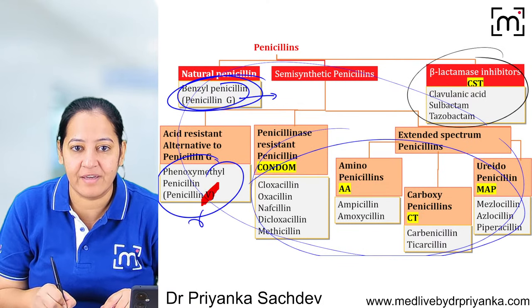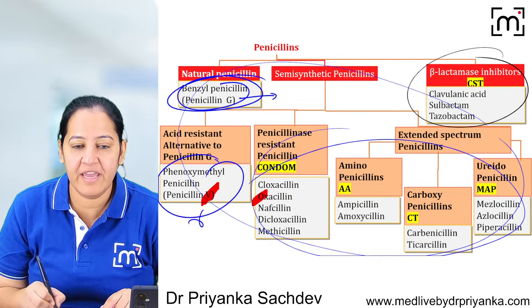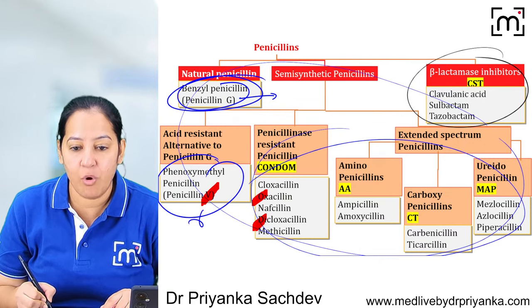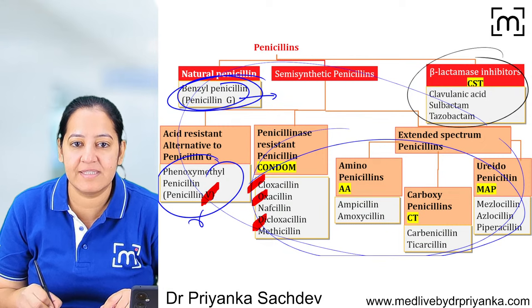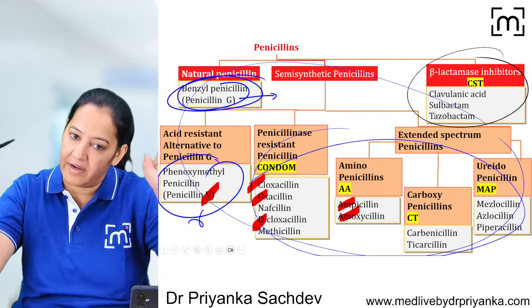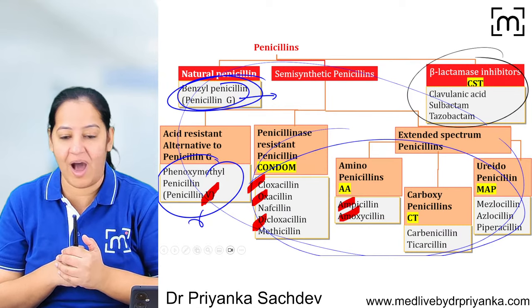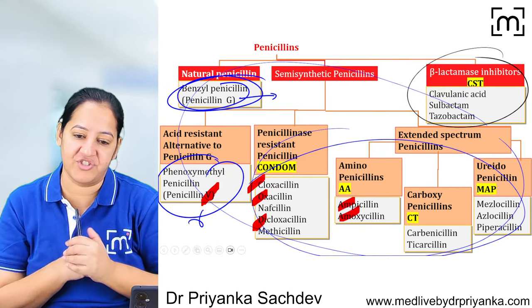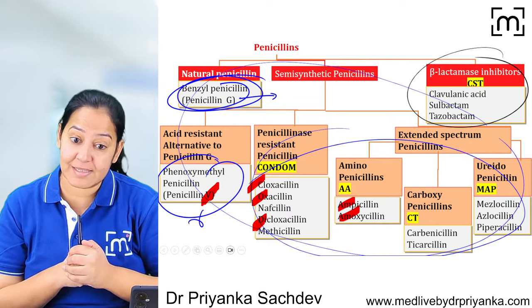This is penicillin V. This is O. V-O-D. Vodka. It is not K, it is C. C and A. Double A. These all are tablets. The rest are all injections. Except for vodka, everything else is injectable because they are acid susceptible.